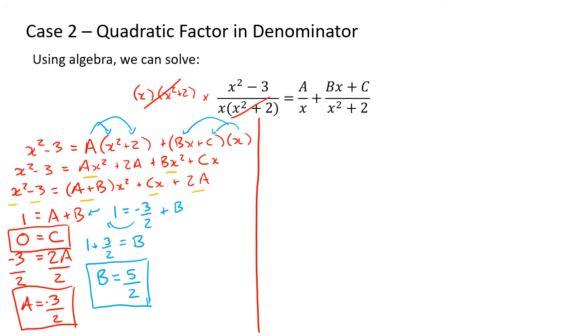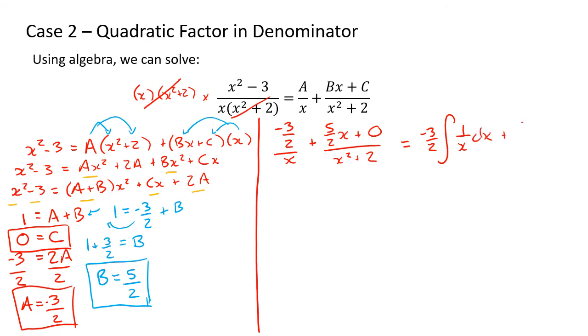If we do that, we get negative 3 over 2 divided by x plus 5 over 2x plus c, which is 0, divided by x squared plus 2. So now we can do the integrals with just these partial fractions instead. So that means it's equal to, in this case, negative 3 over 2, moving the constant out of the integral, times the integral of 1 over x dx, plus 5 over 2, again removing the constant from outside the integral of x over x squared plus 2 dx.